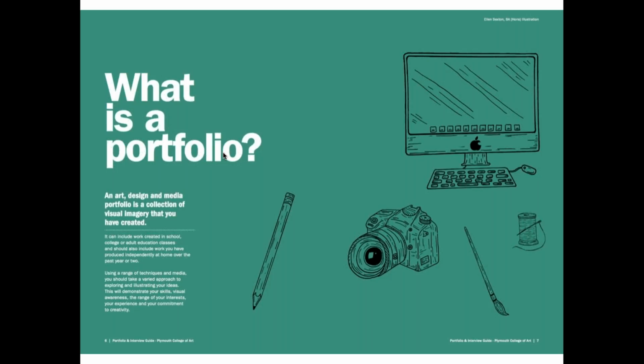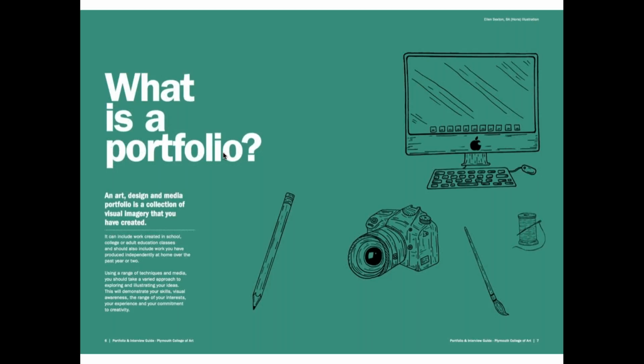It can include work created in school, college, or adult education classes, and it should also include work you have produced independently at home over the past year or two. It can be many things, and I think the most important thing to let students know is that there's no wrong or right way of doing or showing work at portfolio stage. Most universities, like I mentioned before, will specify what they like to see. So again, it's just making students aware that they can call the admissions service and query what a portfolio should be or what they would like to see.